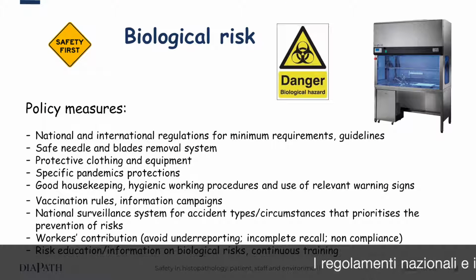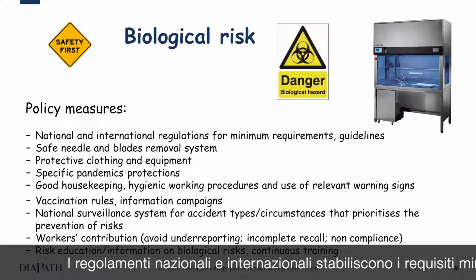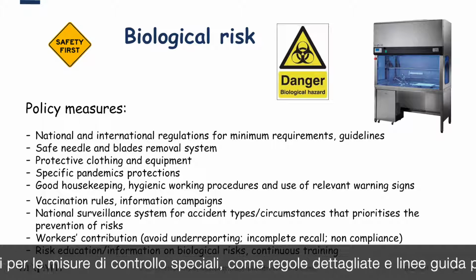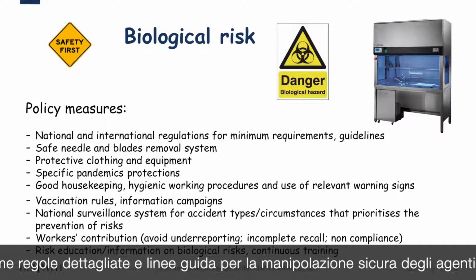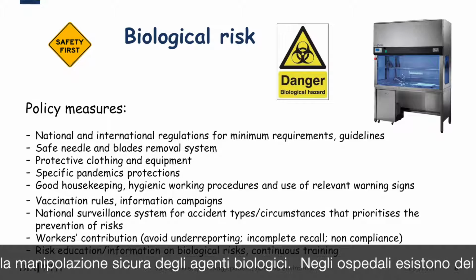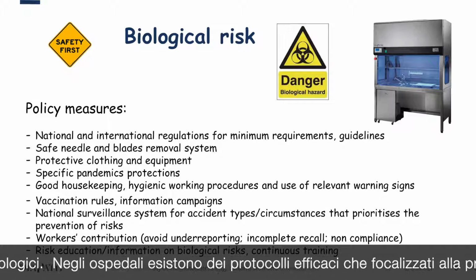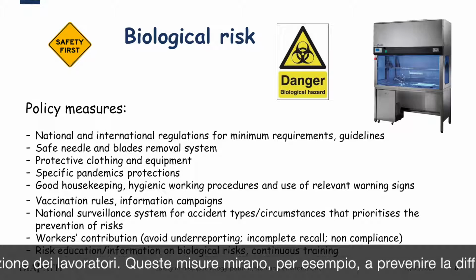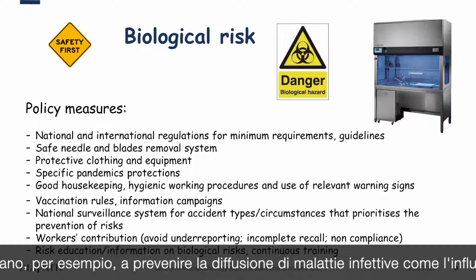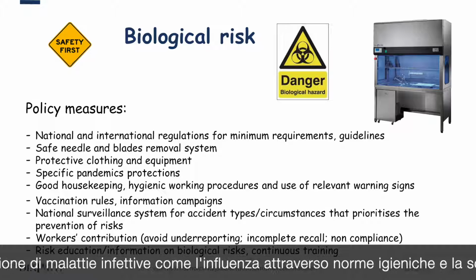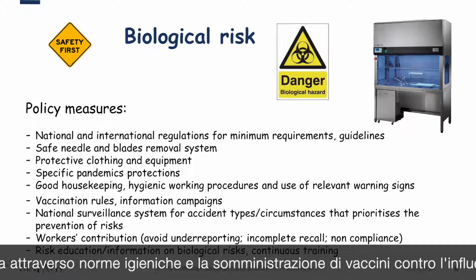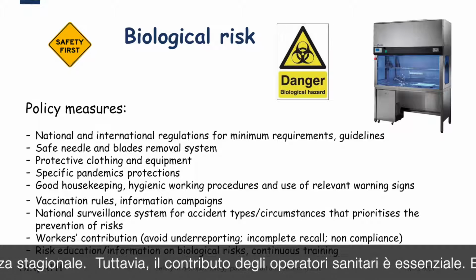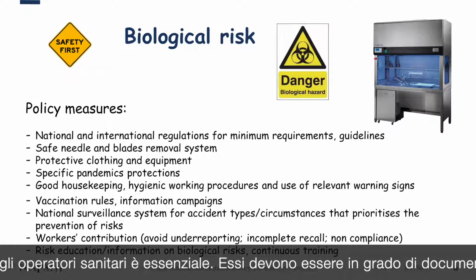Policy measures. National and international regulations set out minimum requirements for special control measures such as detailed codes of practice and guidelines for the safe handling of biological agents. Successful policy measures exist in hospitals, focusing on the protection of workers. These measures are aimed, for example, at preventing the spreading of infectious diseases such as flu through hygienic work practices and the administration of seasonal flu shots.